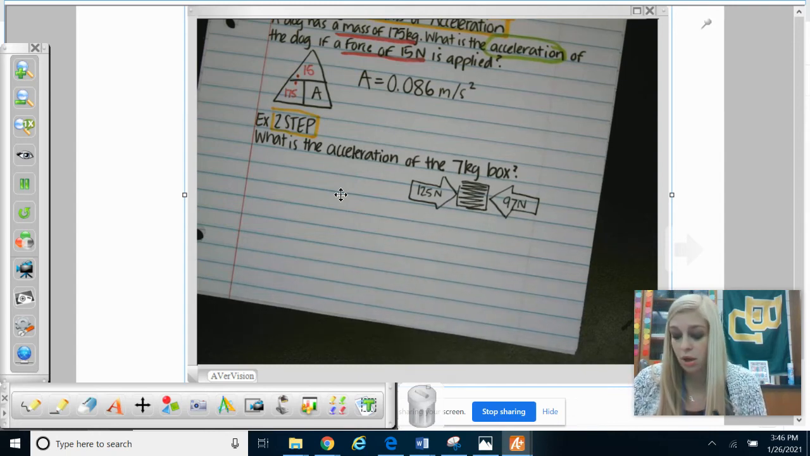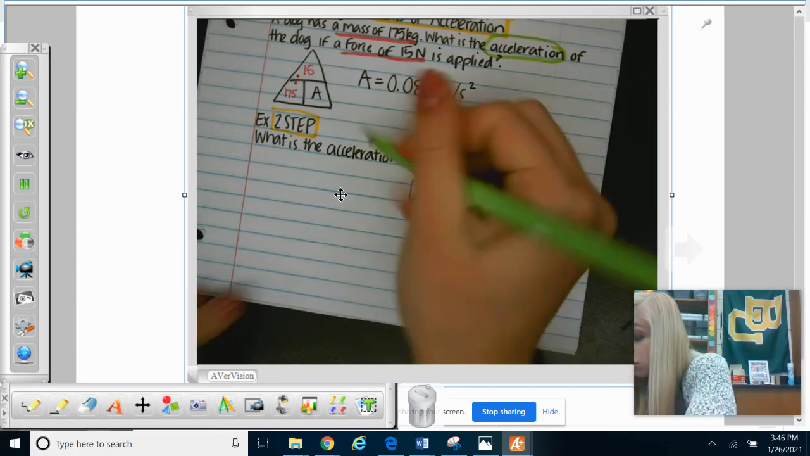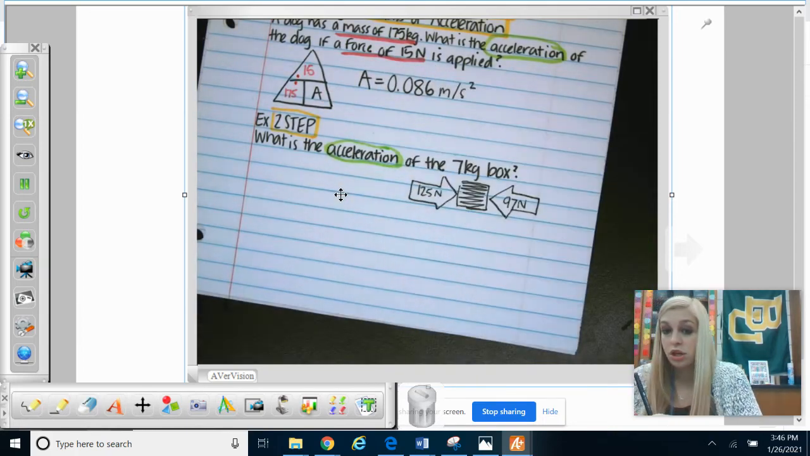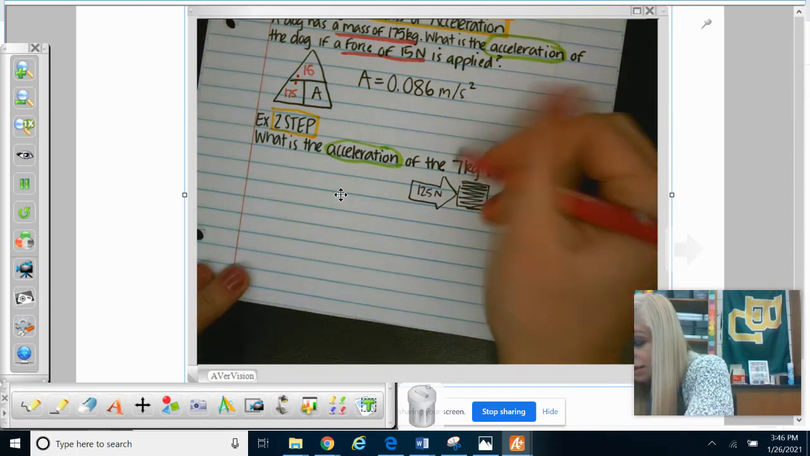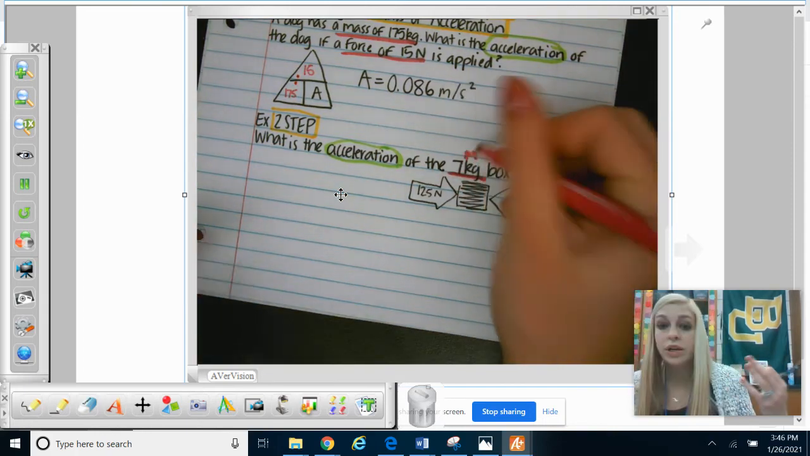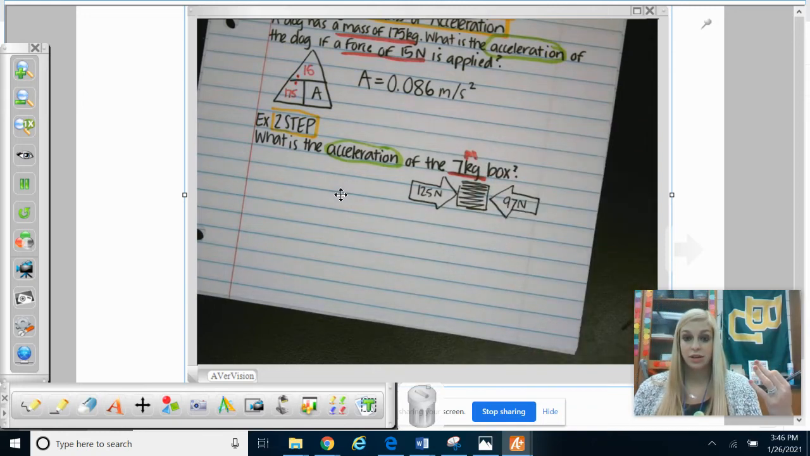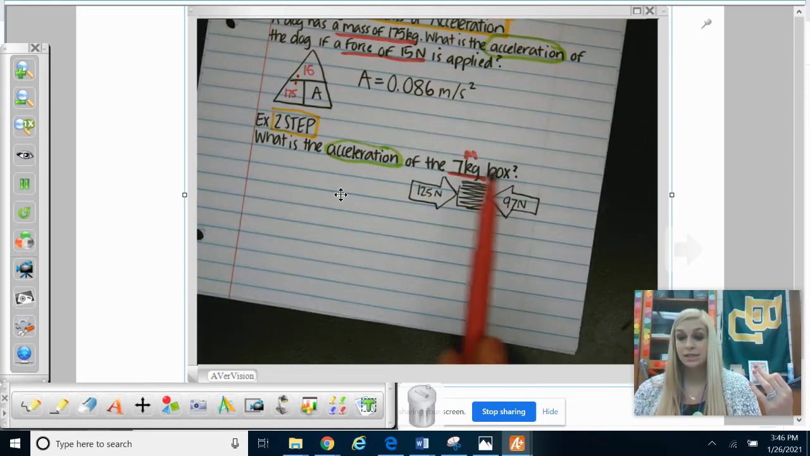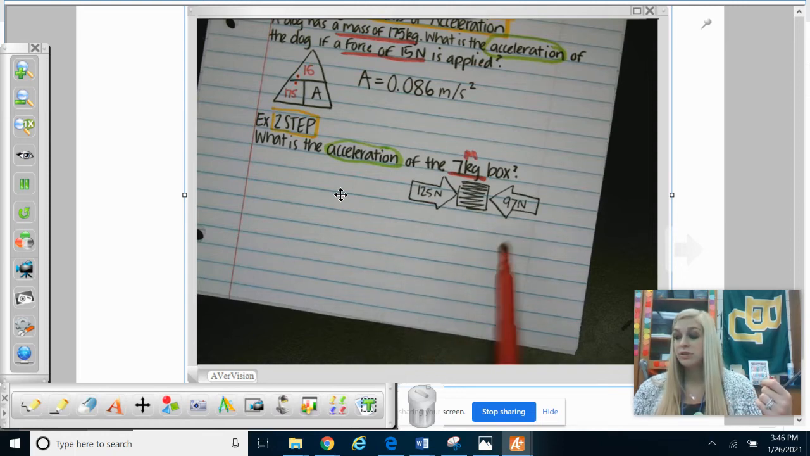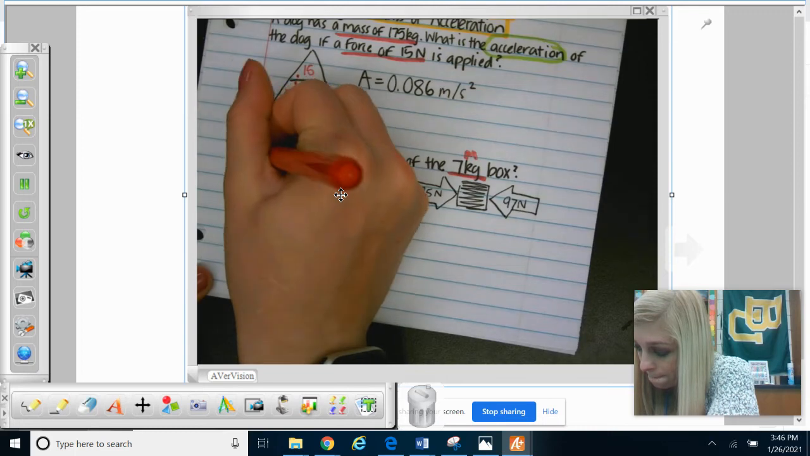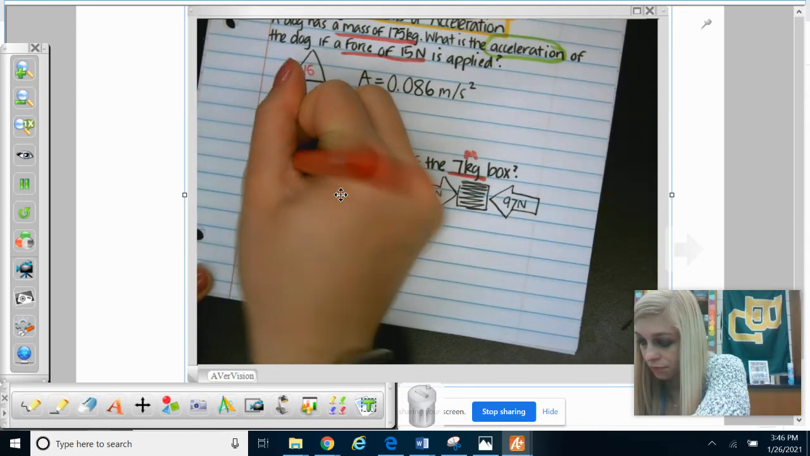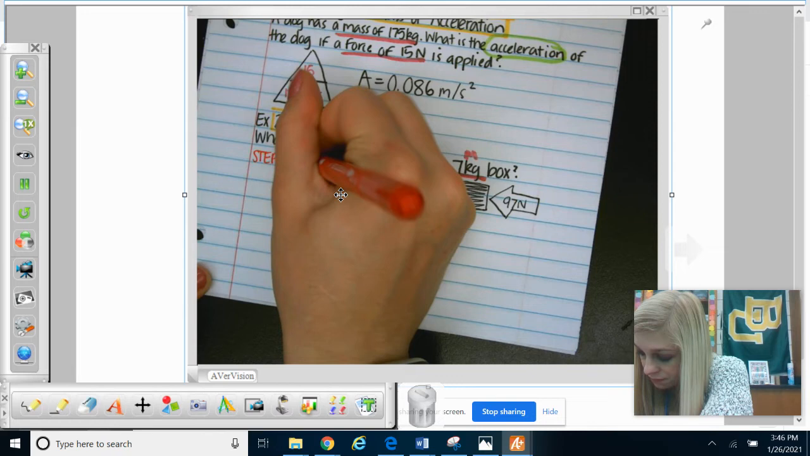So let me back up. What are we looking for? We're looking for acceleration. So if we're looking for acceleration and we're given the mass, we know that the force has to be given to us. You can't find acceleration without mass and force. It's given to us in the picture. So when you have these types of problems, step one is find the force.